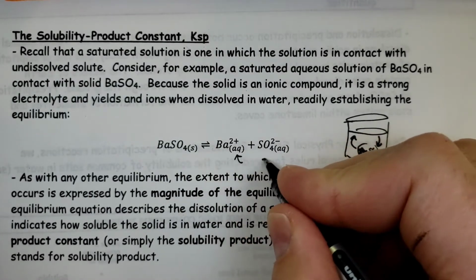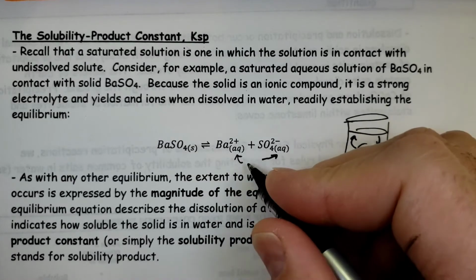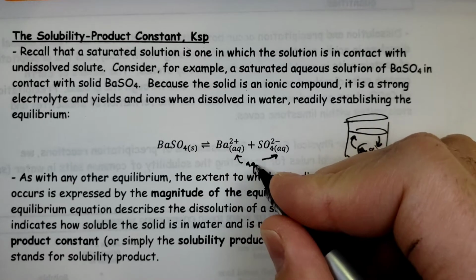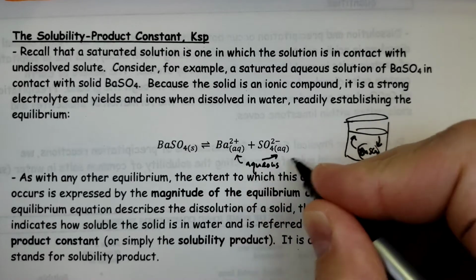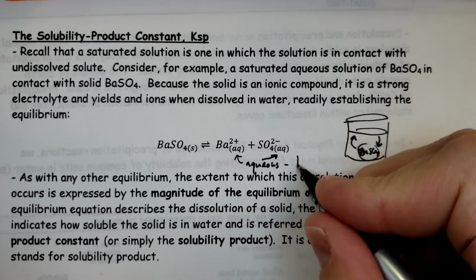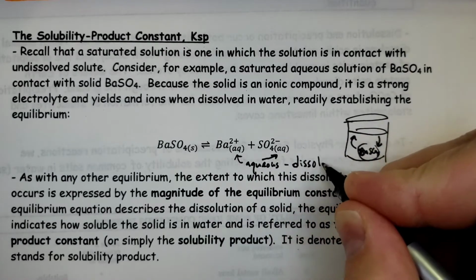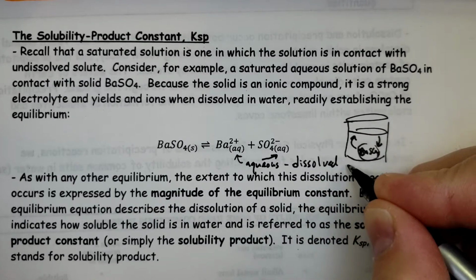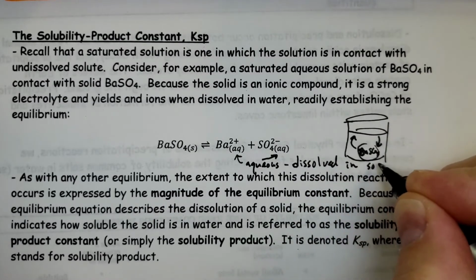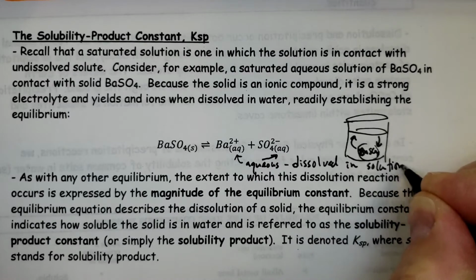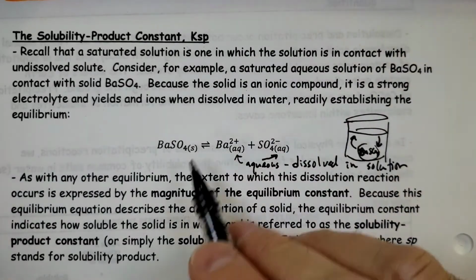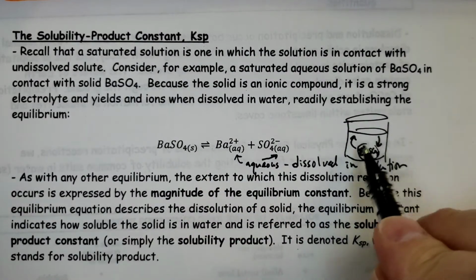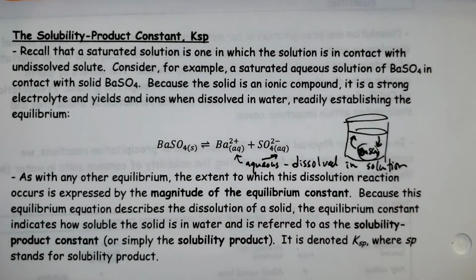And of course, aq, aqueous, means dissolved in solution. Okay, and then of course we have the solid. So this pictorial here represents that equilibrium.